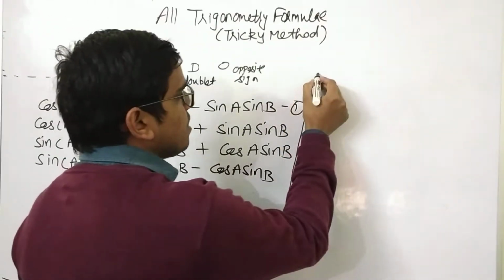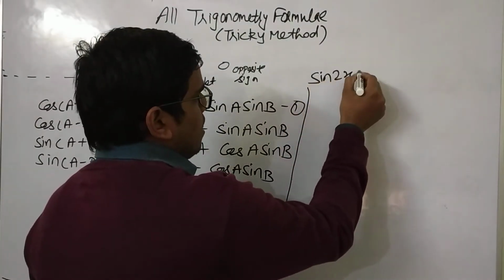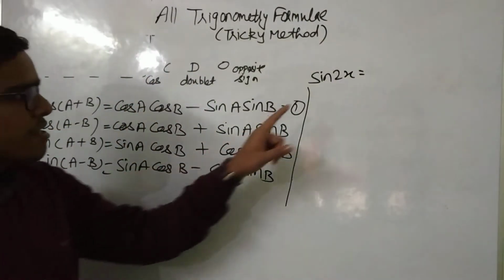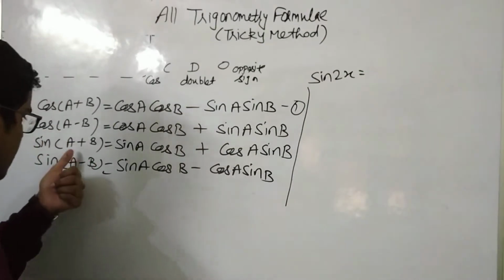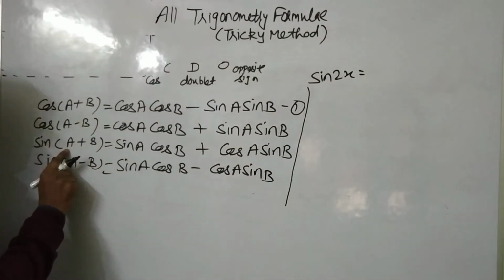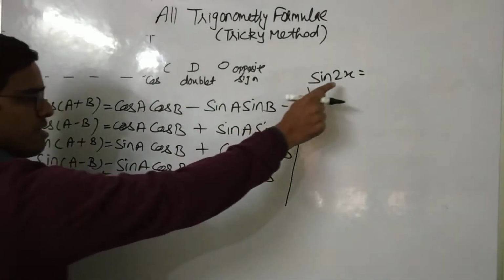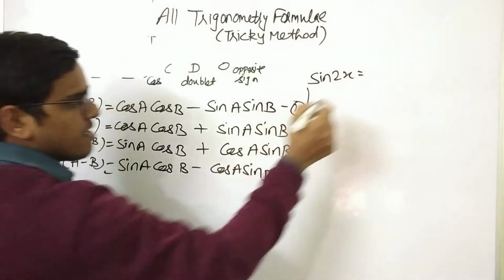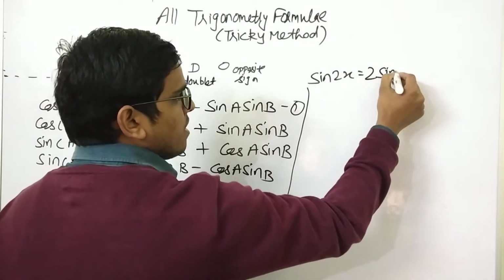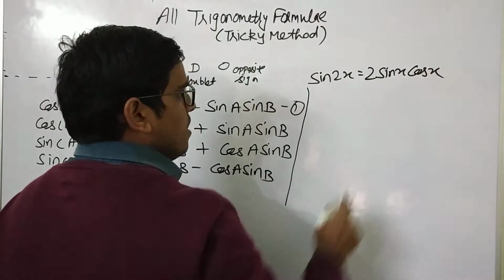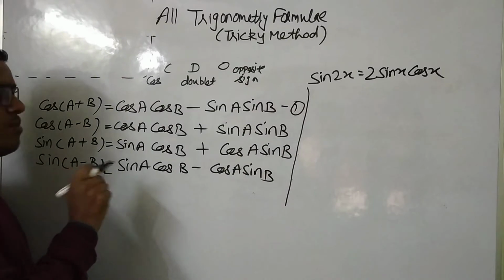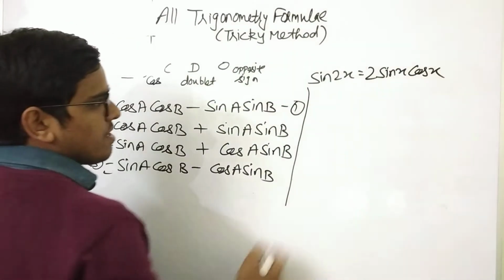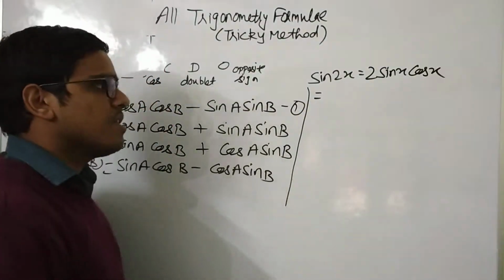Next one is sin 2x. Again, I am using these four formulas. Look at the third one. How can it become sin 2x? If I replace A and B by x in the third formula, it will become sin 2x, and similarly sin x cos x plus cos x sin x. So the formula is 2 sin x cos x. Again x plus x, sin 2x, sin x cos x plus cos x sin x, this is equal to 2 sin x cos x.